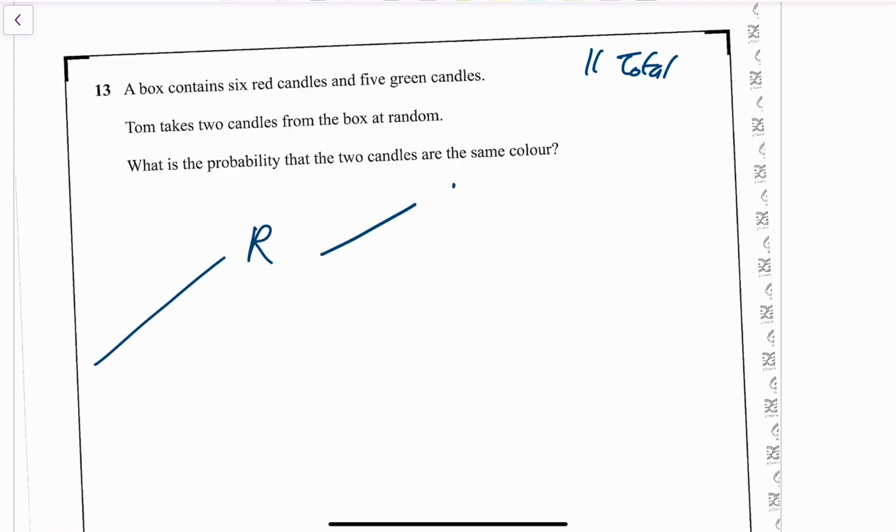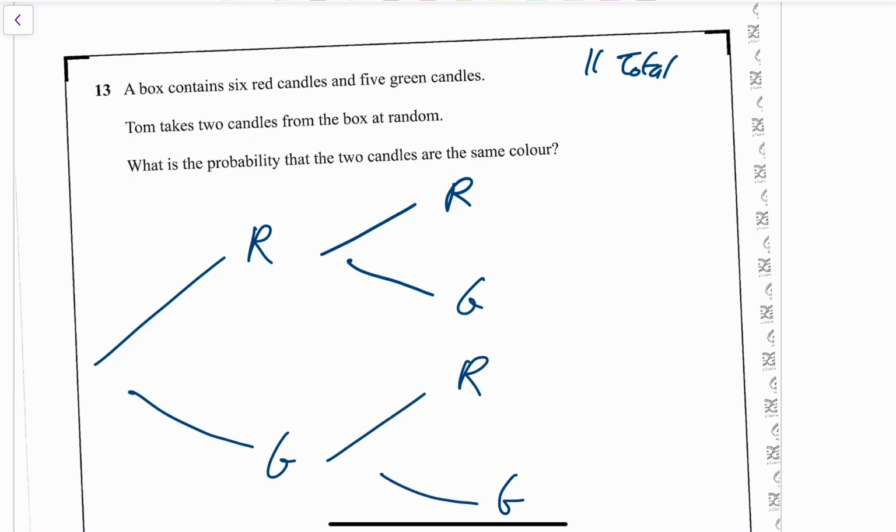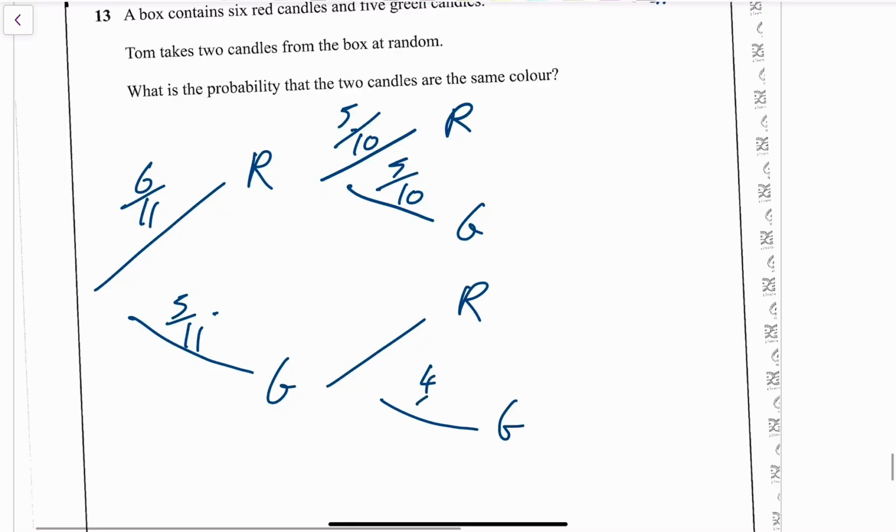We've got red, and then green, and then after that, you could have red or green again. There's 6 red out of 11. That means there's 5 green out of 11. If he's picked out a red, we're down to 5 reds, and we're also down to 10 overall. We still have our 5 greens out of 10. If he picks out a green, we're down to 4 greens out of 10, and we've still got our 6 reds, but now out of 10.